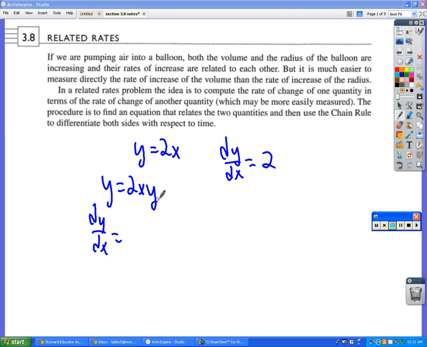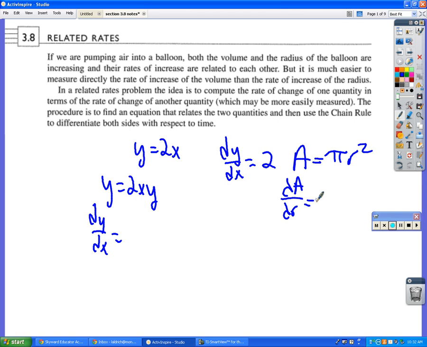And then in the last section, we were doing those science problems. And instead of just having y's and x's, it was something like, I don't know, area equals pi r squared. And so when we took the derivative of this, it was d what, d what? dA dr. And so we were saying, how does the area of the circle change with respect to the radius, right? And that gave us 2 pi r.